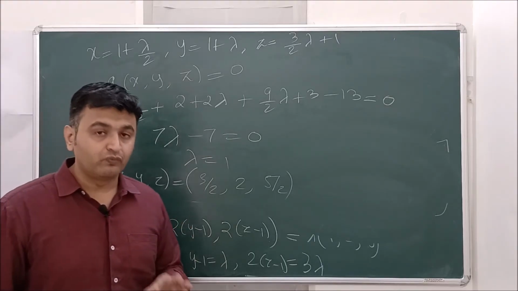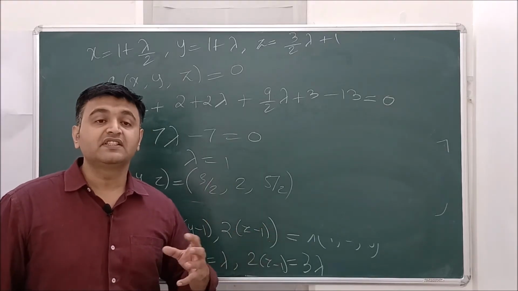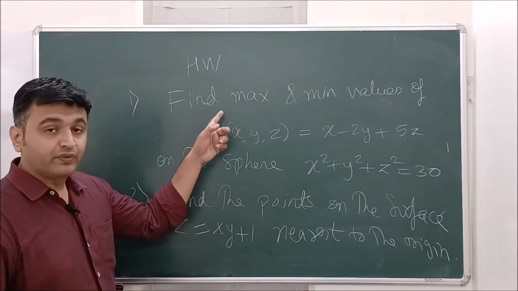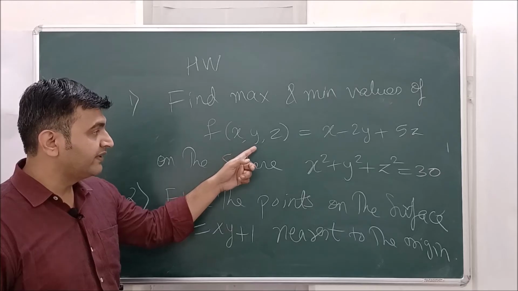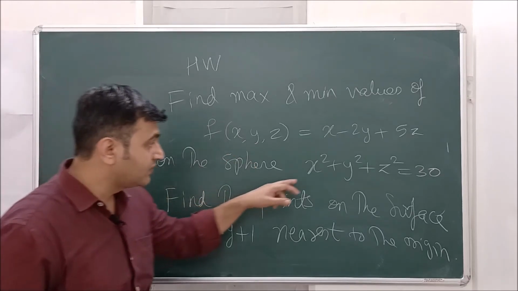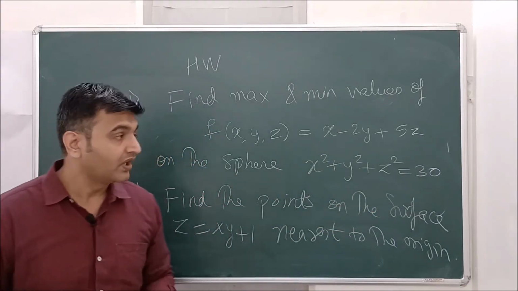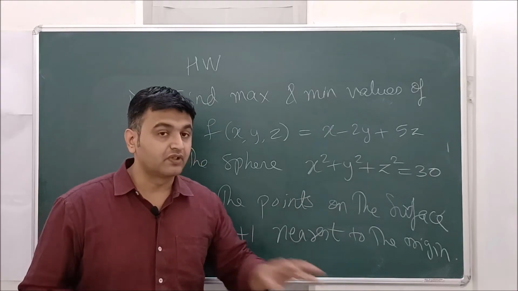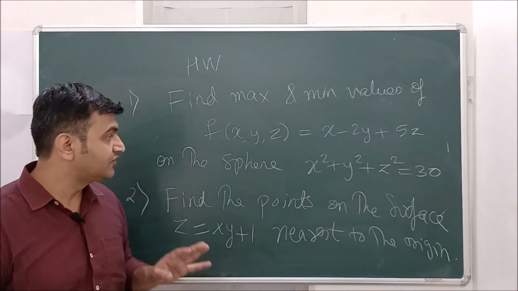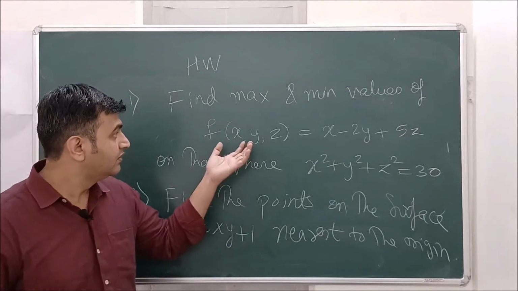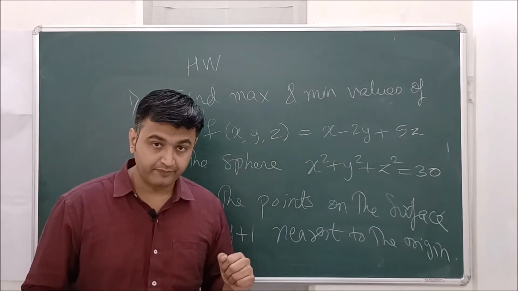Now let me give you two homework problems on this, and then we will see how to tackle the case when you have two constraints. So in the first one, you have to find the maximum and minimum values of this function, but the condition is your x, y, z should lie on the sphere. So this is your f. What is your g? x square plus y square plus z square minus 30. So that's your g, and apply the method, find the points and find the maximum and minimum value of f.